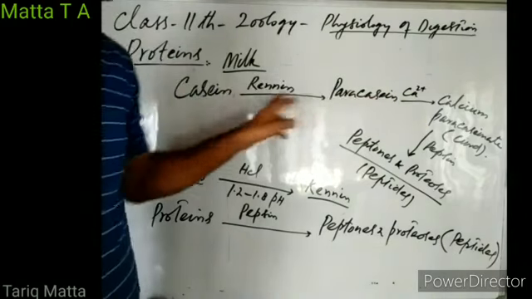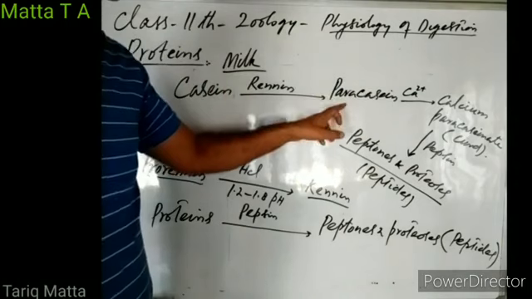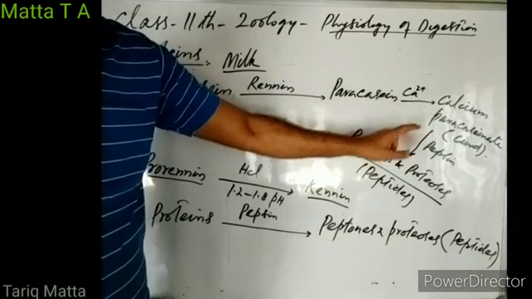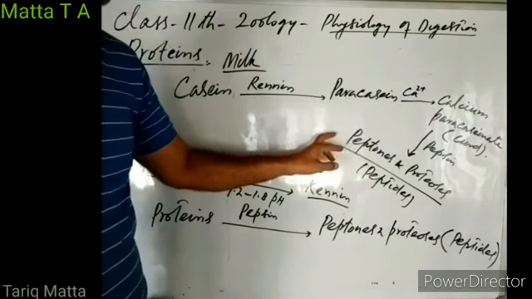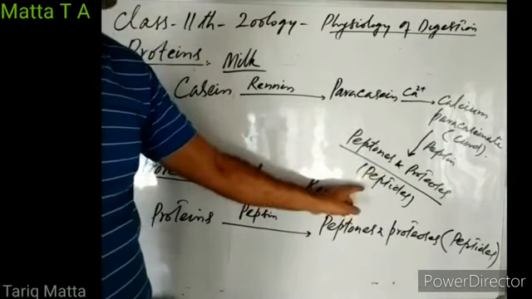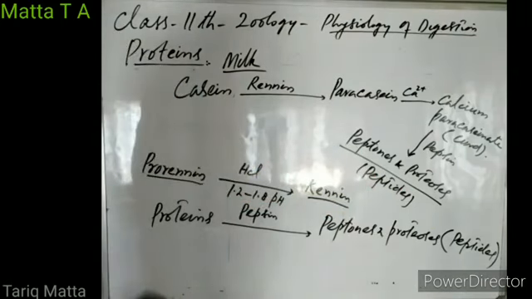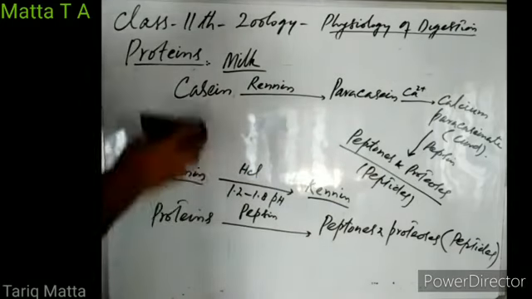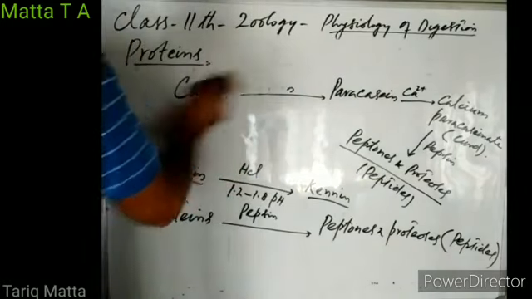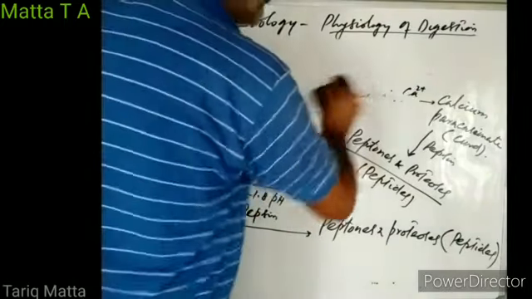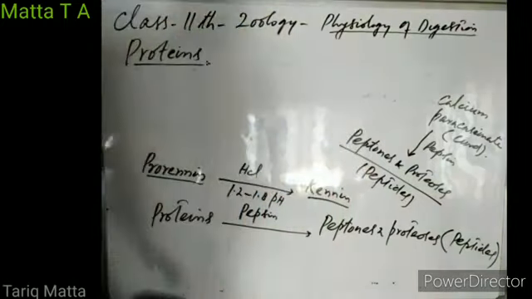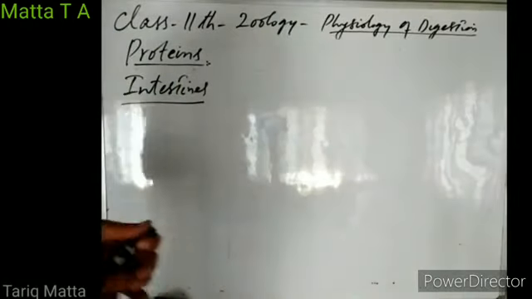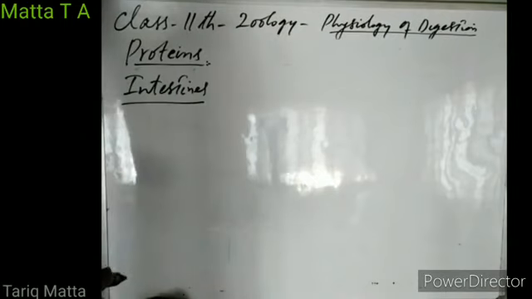So milk protein casein is converted into paracasein. Then paracasein precipitates as calcium paracaseinate. Then this calcium paracaseinate is acted upon by pepsin, and it is converted into peptones and proteoses that we call peptides, right? So this is digestion of proteins in stomach. Now from the stomach, these proteins enter into the small intestine.